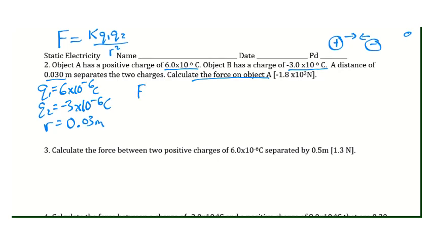The force is equal to Coulomb's constant, which I'm going to abbreviate as 9 times 10 to the 9th, times charge 1, 6 times 10 to the negative 6, times charge 2, 3 times 10 to the negative 6, all over 3 centimeters squared. So go ahead and type that into your calculator.